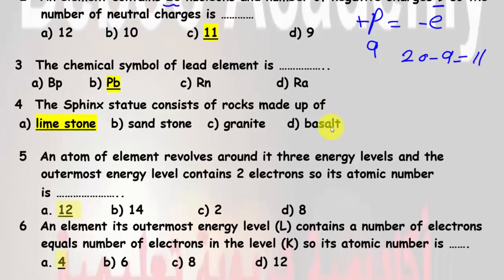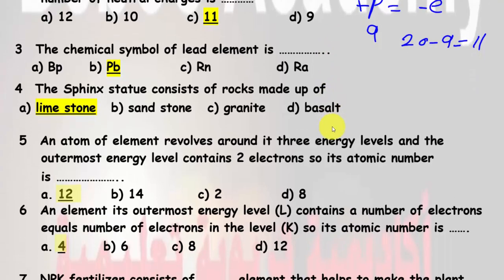Let's move to number 3. The chemical symbol of lead, yes, I hear you, is Pb. This is the chemical symbol of lead. The Sphinx statue consists of rock made of, yes, limestone. An atom of an element revolves around its 3 energy levels, and the outermost energy level contains 2. So its atomic number, in this case, we said 3 energy levels, K, L, M, and the outer one contains 2.